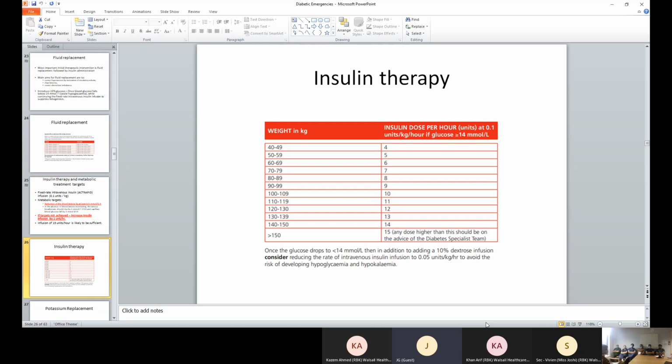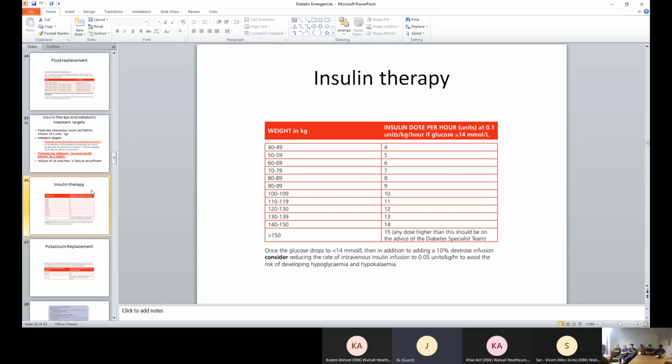Because the new guideline has come, I had to tell you, so just bear it in mind, but don't start that; you still continue 0.1. If you are giving the 10% dextrose correctly, then the hypoglycemia risk should be fine. That's the one difference compared with the new guideline.